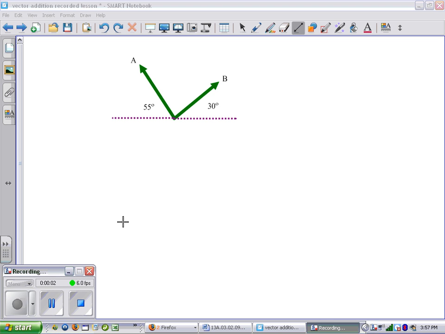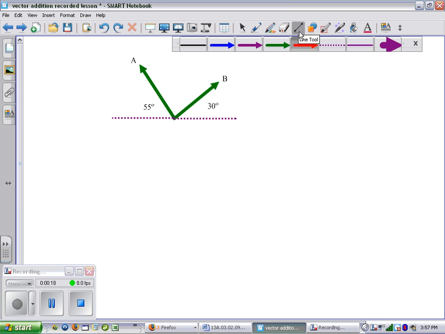I'm going to show you how to add together vectors using components. I have vector A, which is 55 degrees from the negative x-axis, and vector B, which is 30 degrees from the positive x-axis. The first thing I'm going to have to do is break it into components. I will use the red arrow to show the components of the vectors.